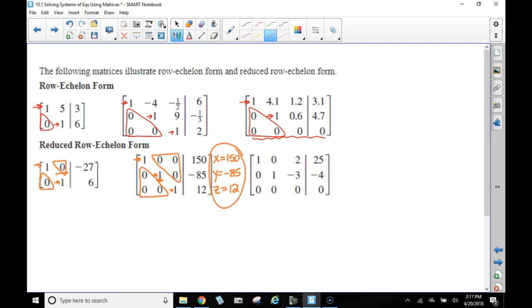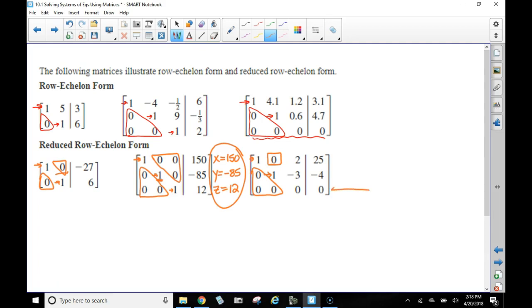Done. Okay? It takes some doing to get it there, but that's good. On this one, leading 1, leading 1. This is in row echelon form. That was an arrow, not a minus sign. And with this leading 1, we also had a 0 above. So that is reduced row echelon form.